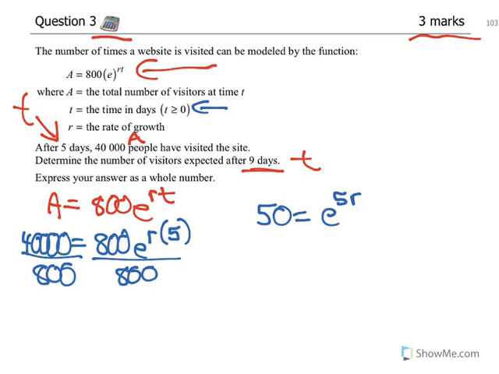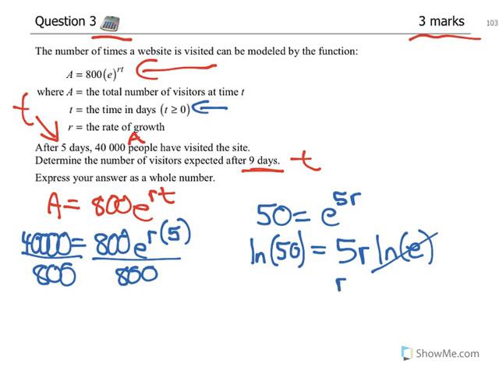Now we want to solve for R once again. The exponent contains our variable. So when the variable is caught in the exponent, we have to ln both sides. And you say the ln of 50 equals, and when we ln the right side, the exponent can come down. Ln of e is just 1, so that goes away. So R equals ln 50 divided by 5.